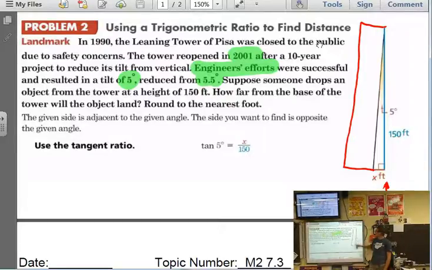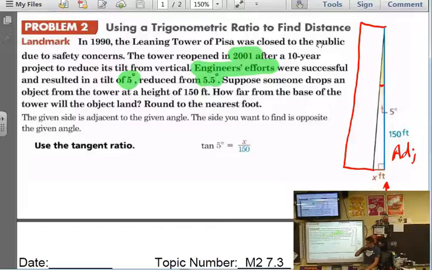So now we know our degrees. And we know, if I know this angle right in here, what side is this relative to the angle? Opposite, right? What side is this relative to the angle? Adjacent. So I need to use whatever trig function involves opposite and adjacent. Which one is that? Tangent. So we set up that tangent of 5 degrees is going to equal the opposite over the adjacent.